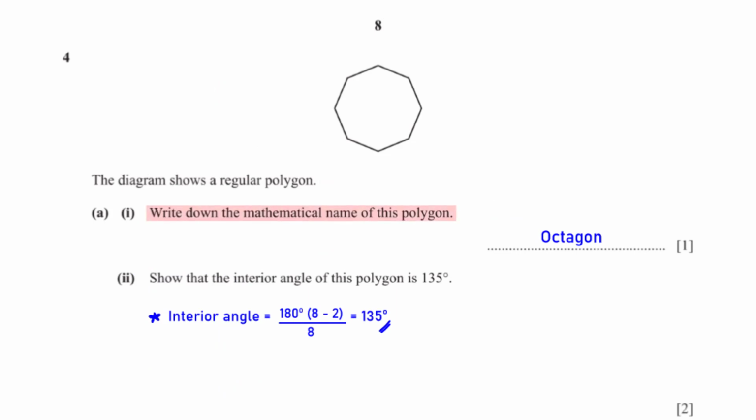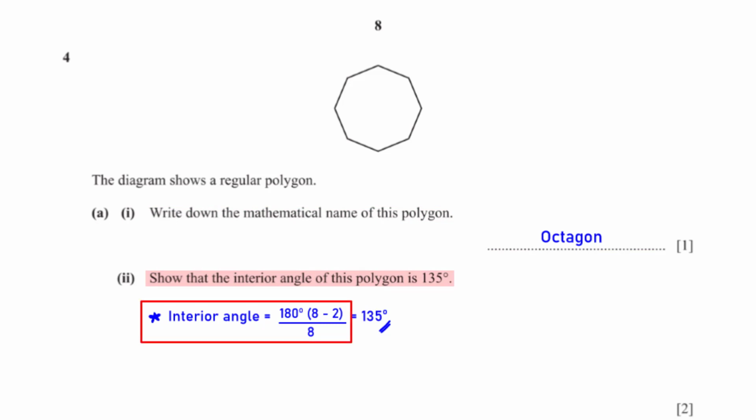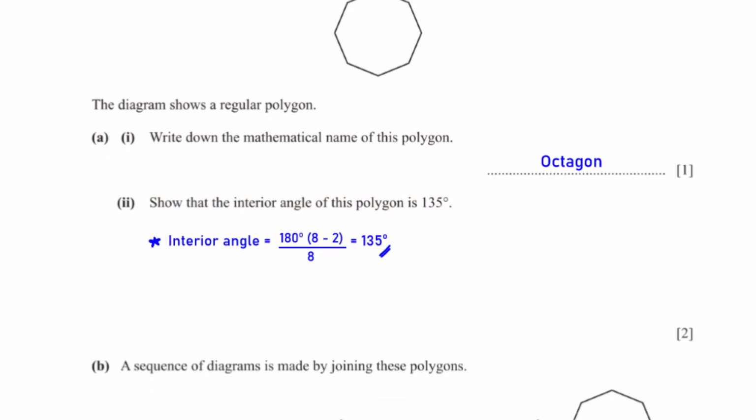The diagram shows a regular polygon. Write down the mathematical name of this polygon. The given polygon has 8 sides, so it is an octagon. Show that the interior angle of this polygon is 135 degrees. The formula for the size of an interior angle in a regular polygon is 180 degrees times n minus 2, divided by n, where n in this case is 8. This gives us 135 degrees.